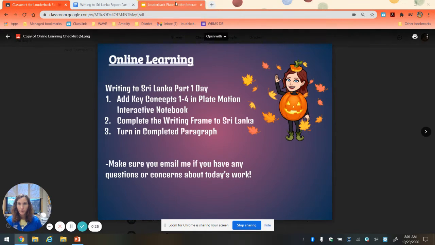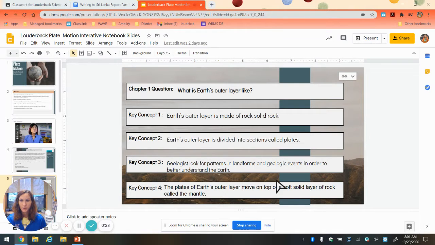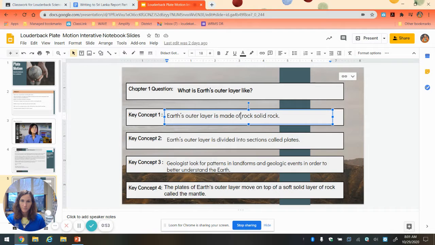motion interactive notebook. So I have my notebook pulled up here, and we finished our chapter 1 question, what is the Earth's outer layer like? So we're going to add all of the key concepts because we've done the learning materials for answering this question already. So we just need to understand the takeaway, the whole point of those lessons we've been looking at. So key concept 1 is that Earth's outer layer is made up of solid rock, and it probably should also be hard solid rock.